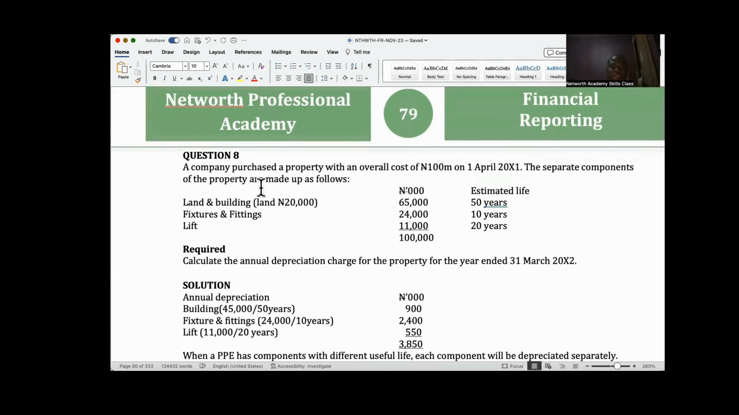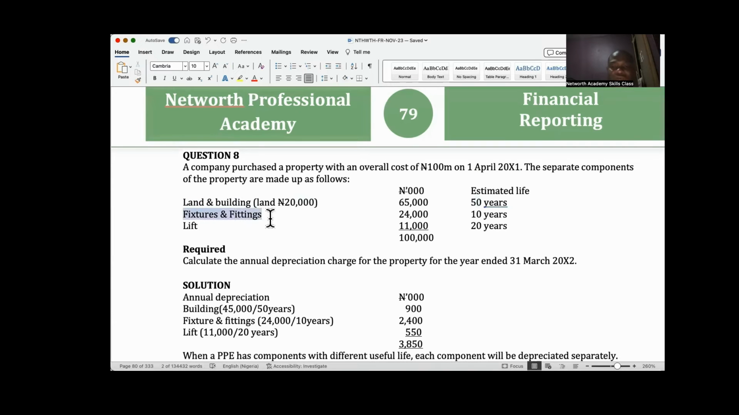This question says that a company purchased a property with an overall cost of 100,000 on 1st April 2001. The separate components of the property are made up of the following. There is land and building. The land is 20,000, but the entire land and building is 65,000. If the land is 20,000, that means the building is 45,000, which is 65 minus 20. The useful life is 50 years, majorly for the building; land has an unlimited useful life.